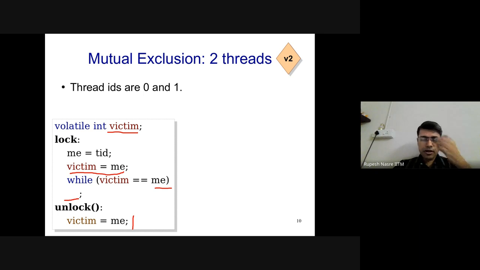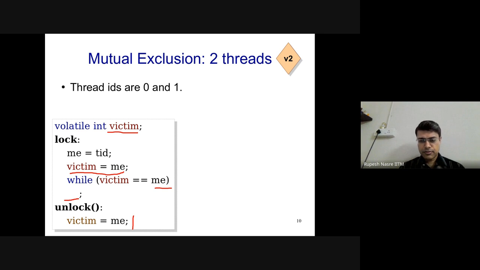Whether you are answering this question or not, I request everybody to please think about these questions. That is going to help your learning. With victim, it's always going to be one value, similar to the flag, and that is going to ensure that only one of them enters the critical section, and therefore mutual exclusion is guaranteed, right? So that part seems to be good, but then there are issues with it.